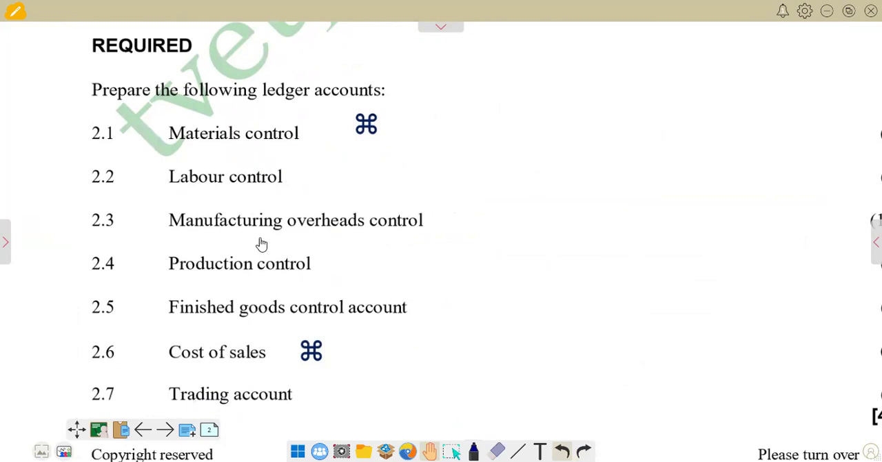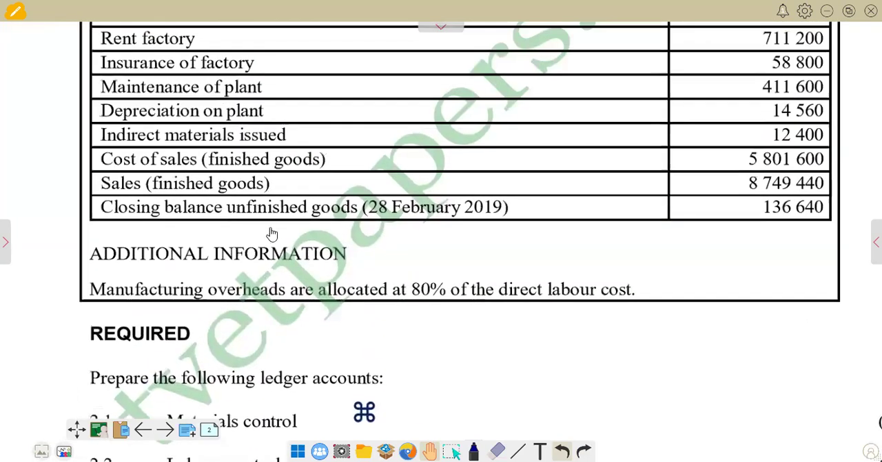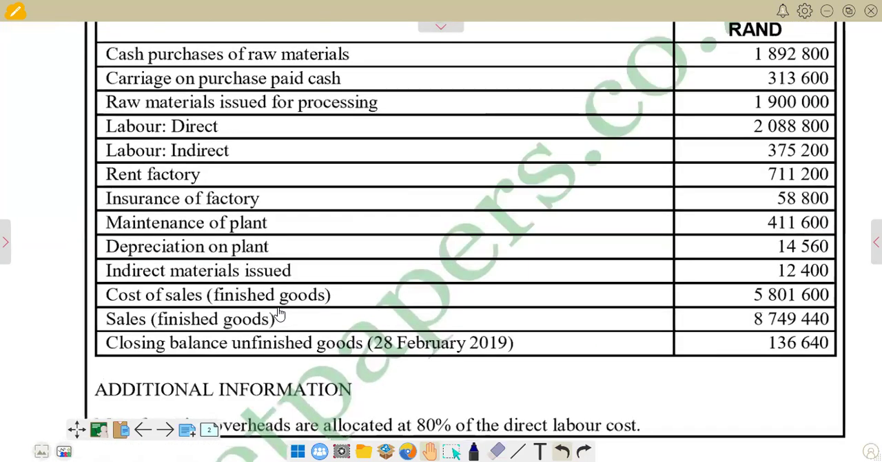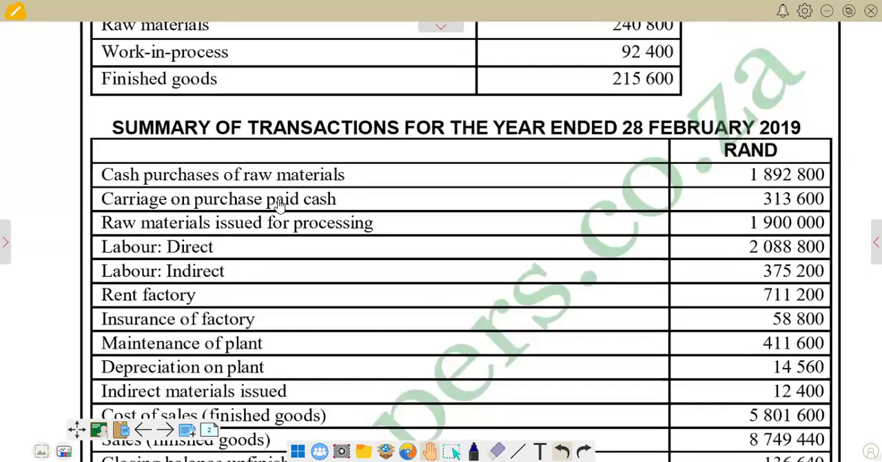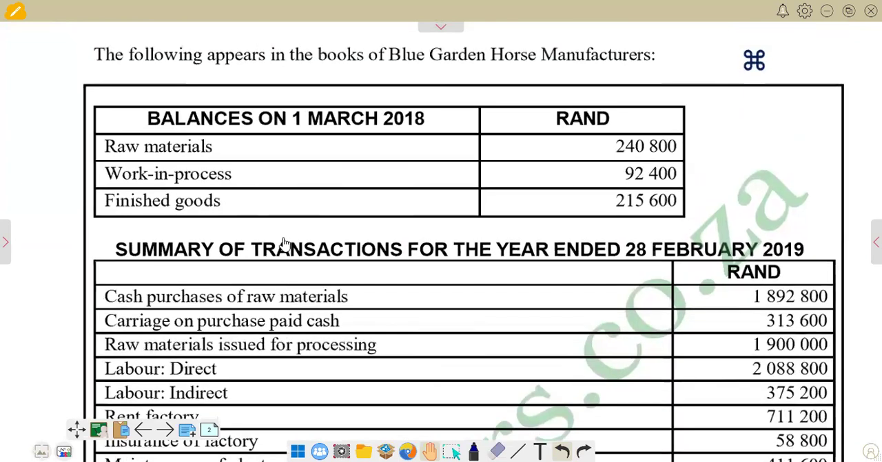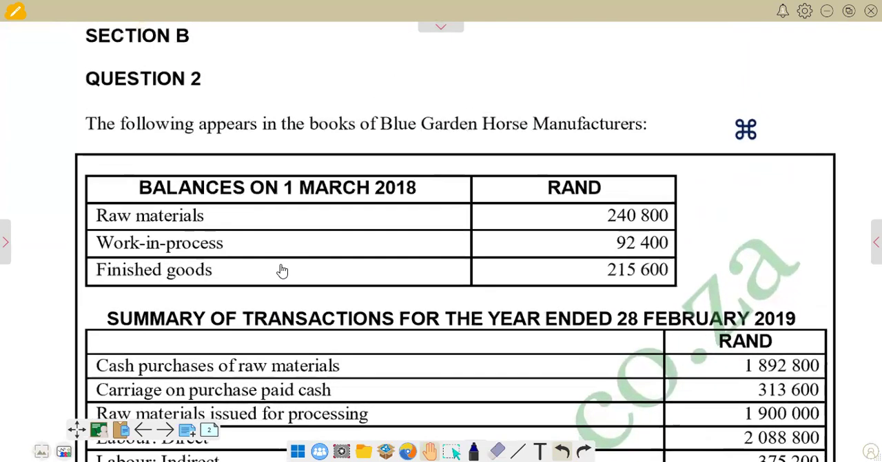If you go back to our question, you'll see that we are given a lot of balances. So what we're going to do is go item by item and try to see which account is being affected, then post to the right account. At the beginning of the question, we're given balances on 1 March 2018, which means these are going to be our opening balances.